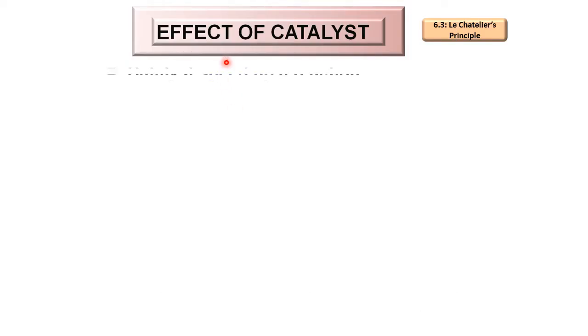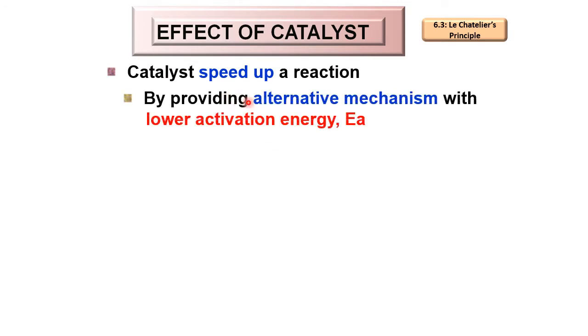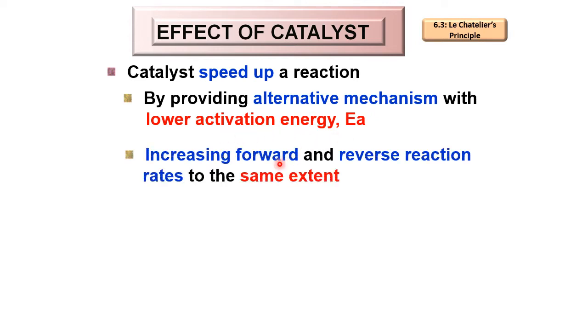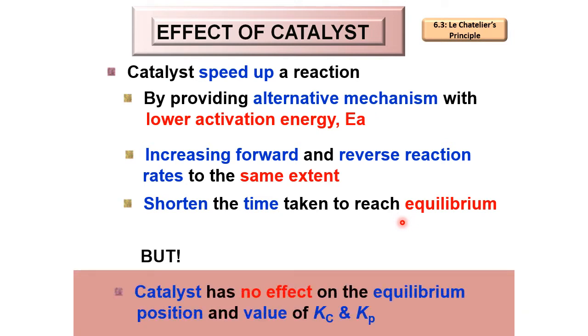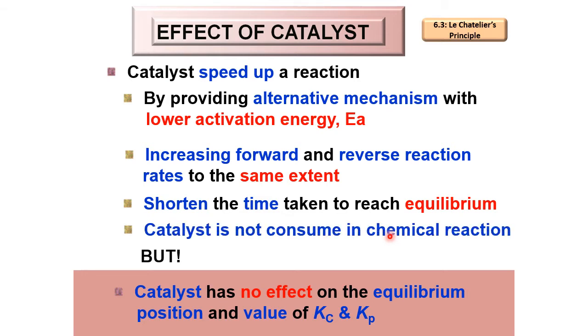Effect of catalysts. As we know, the function of a catalyst is to speed up a chemical reaction by providing an alternative mechanism with lower activation energy, EA, increasing the forward and reverse reaction rates to the same extent, and shortening the time taken to reach equilibrium. But a catalyst has no effect on the equilibrium position, meaning no shifting to the left or to the right, and no effect on the value of Kc and Kp. At the same time, a catalyst is not consumed in the chemical reaction.